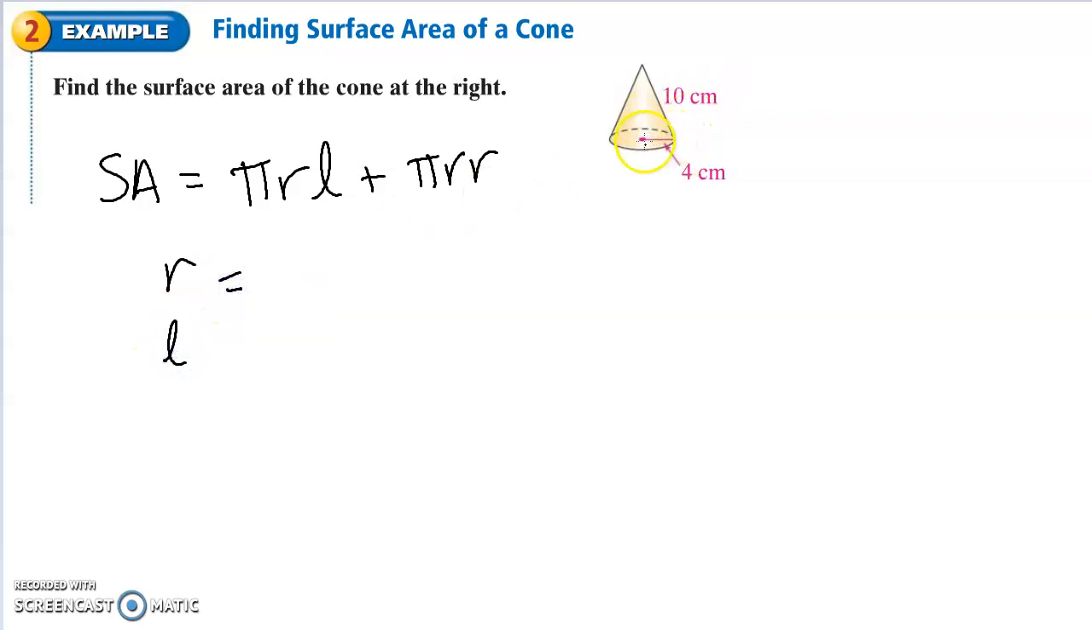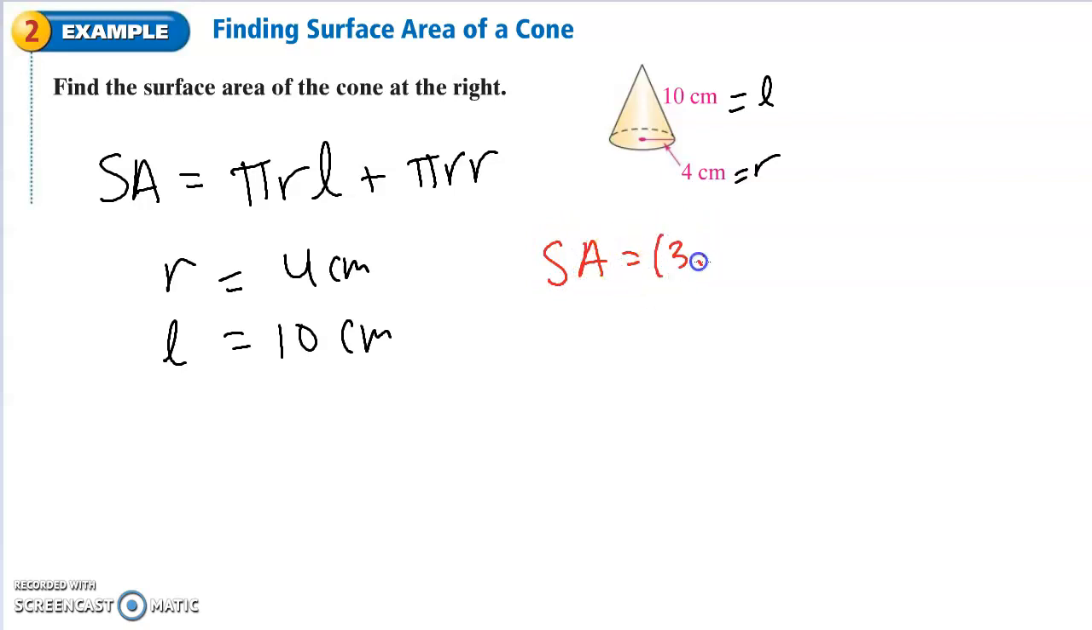Looking at this circle, we have a radius here, so this is going to be 4 centimeters, and the slant length is going to be 10 centimeters. Cool? Nice and easy. So that means that if we plug this information in, the surface area is going to equal 3.14 times the radius, which is 4, times the slant length, which is 10, plus 3.14 times 4 times 4.